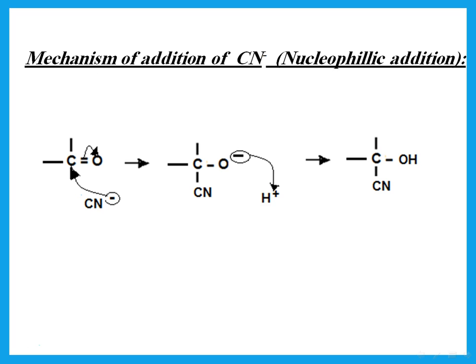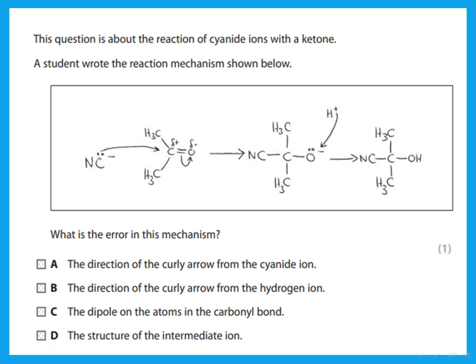Okay, what is the mechanism of the addition? At the carbonyl, the nucleophile attacks at the carbon, the electrons move to the oxygen, so I get an O minus, and this O minus reacts with the acid because this is in presence of acid, and it gives me the cyanohydrin. Okay, did you notice that mechanism?